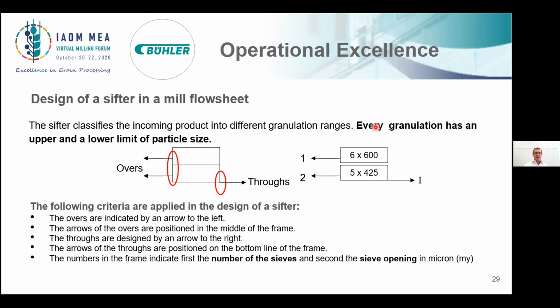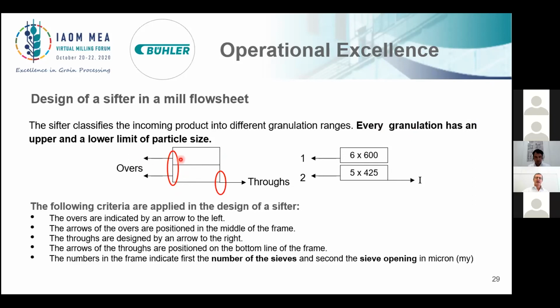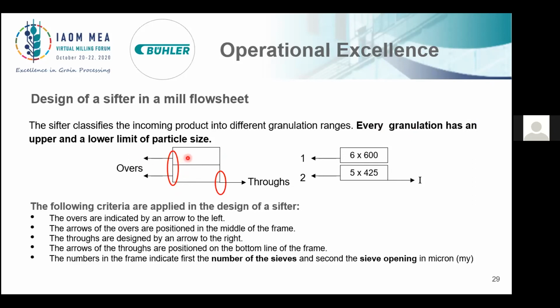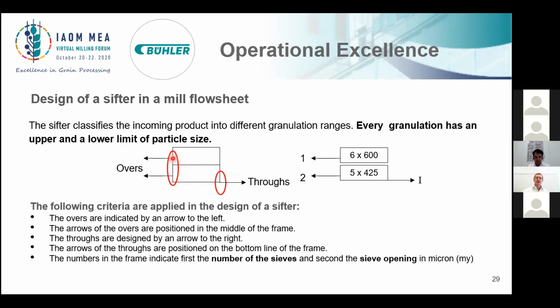Now, how do we design a sifter, and what are the very few key elements in it? First of all, the overs must be to the left. So if we have a sieve size of 500 micron and we want to take off the overs, they go out to the left. Overs are on the left. The throughs are to the right. So if you read a flow sheet, even from a copy which is not so clear anymore, you know: overs to the left, throughs to the right.